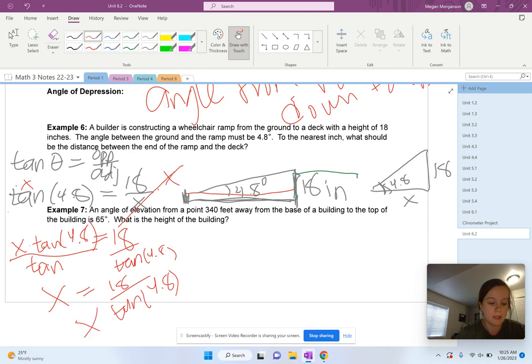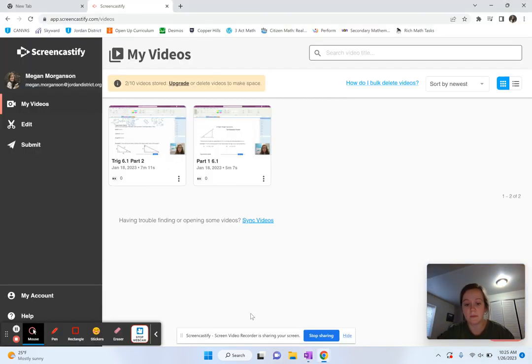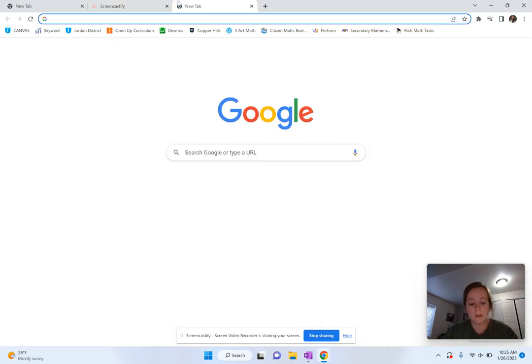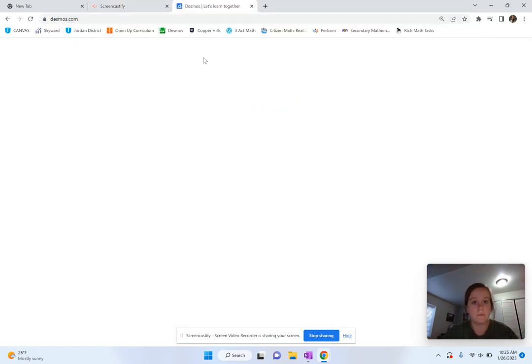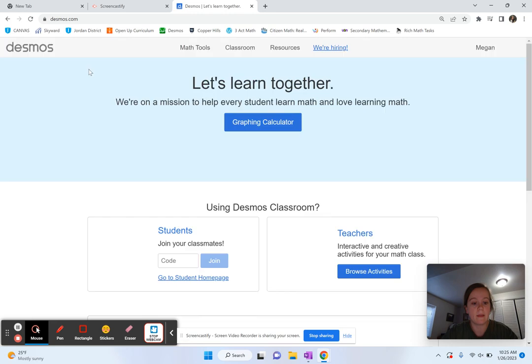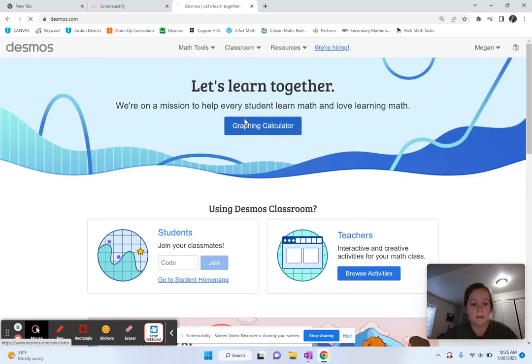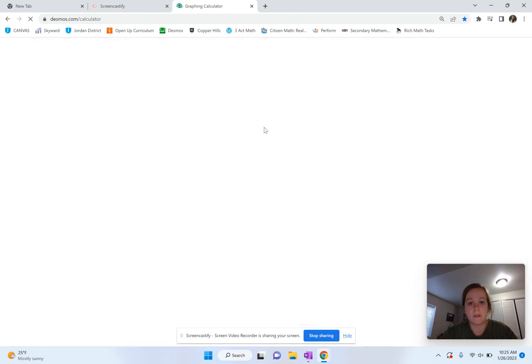Let me see if my phone calculator wants to do this. I don't know if the phone calculator has tangent, and I don't want to stop to look. So we're going to go to Desmos. This is an online calculator, and we are going to start trying to type it in.